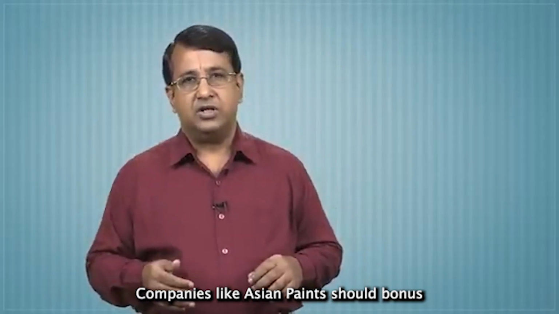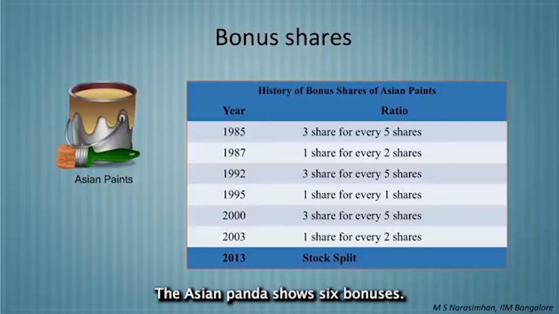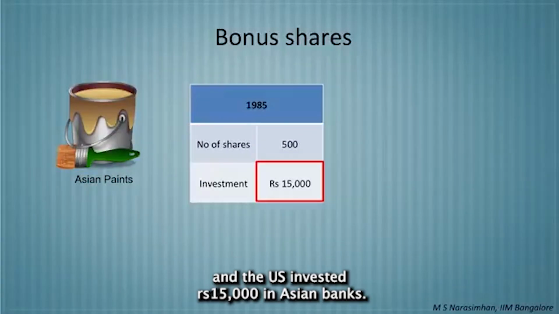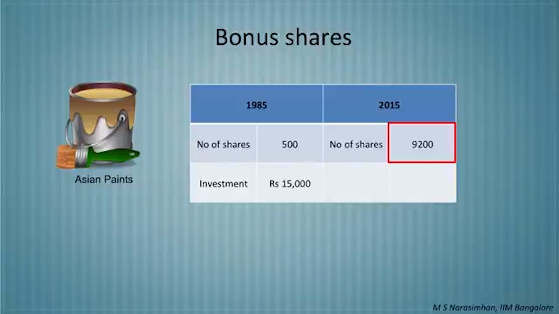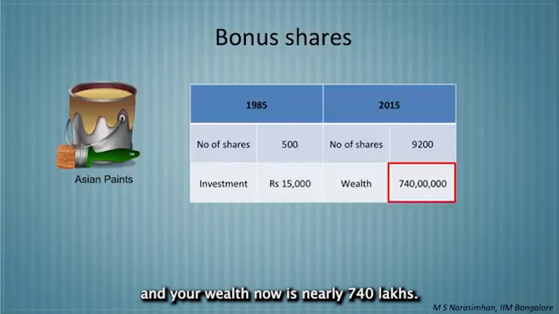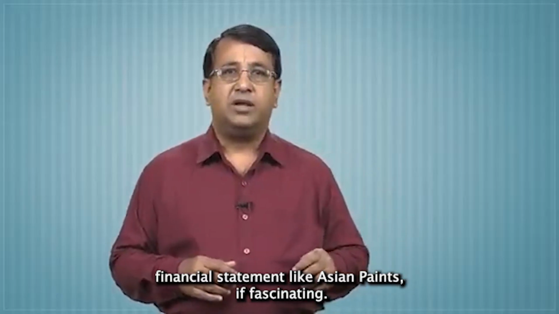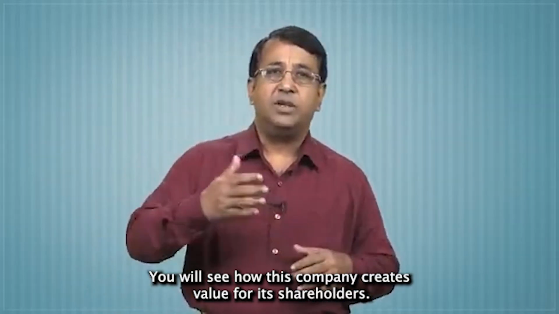Companies like Asian Paints issue bonus shares periodically. During the last 2 decades, Asian Paints issued 6 bonus shares. Suppose you had invested 15,000 rupees in Asian Paints in 1985 and held 500 shares, you would be holding 9,200 shares as of March 2015, and your wealth now is nearly 740 lakhs. Reading the financial statement of a company like Asian Paints is fascinating. You will see how this company creates value for its shareholders.